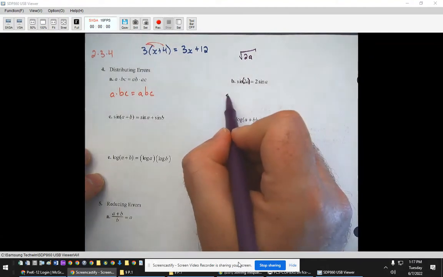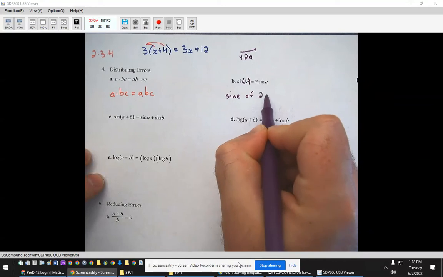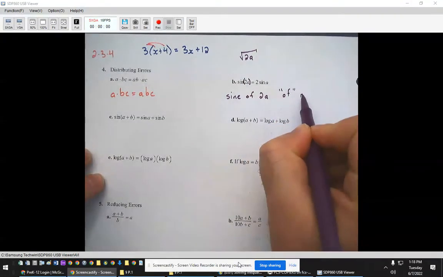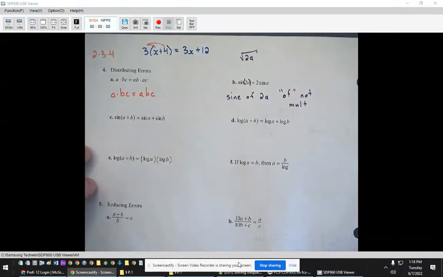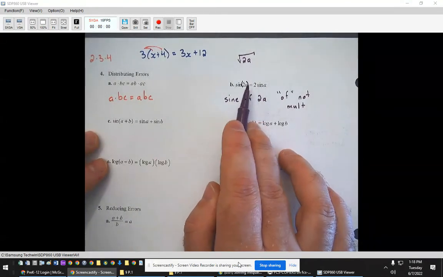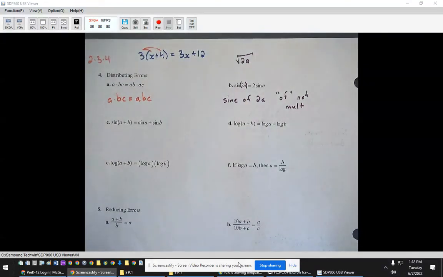This is read sine of 2a. So this is an of, not mult. That's a mistake. You can't take this. Now, look at this 2 is connected by mult. This 2 is, but this is not. That 2 and that a are both inside of the sine.